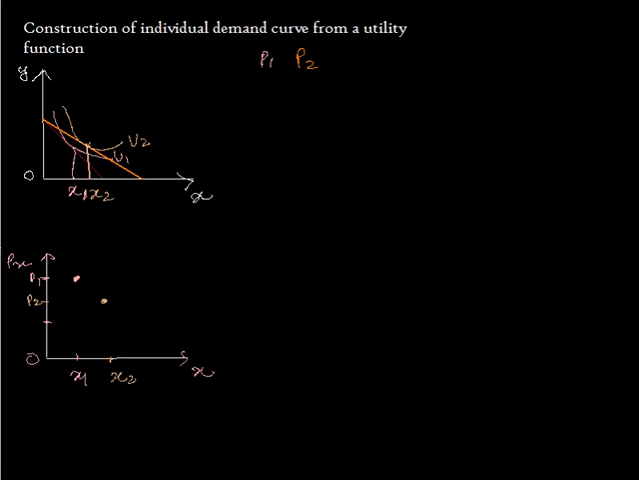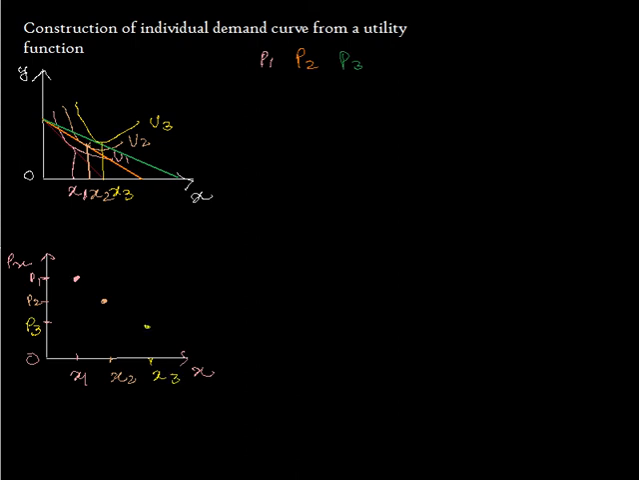I'll just draw one more for illustration. Suppose price falls further to say p3, clear? You will draw a new indifference curve like this, say u3, and consumption of x would be at say x3, clear? So price has fallen further to p3, and the consumption of x has increased to x3. So this is a new point on the demand curve.